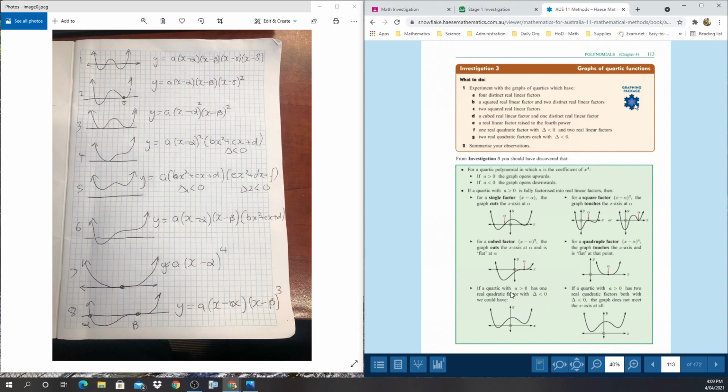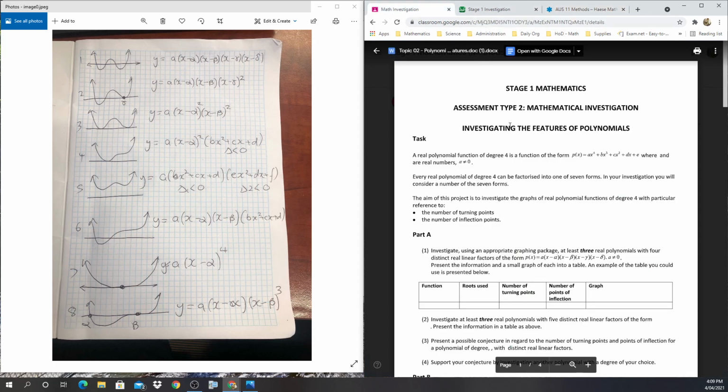You also have some examples where part of the graph does not cut. So you have delta less than 0 for one of the quadratic factors, and delta less than 0 for both of the factors. I've summarized it all here, but let's have a quick look at the investigation. So let's start this. In the investigation, you start talking about quartics.